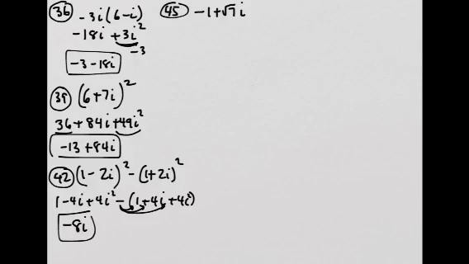Okay, so for number 45, you have to find the conjugate and then multiply the given number by its conjugate and see what you get. So the conjugate for number 45 is negative 1 minus square root of 7i. Remember, the sign of the real part does not change. So now we're going to multiply the conjugate by the given number, by its conjugate, and we get 1.